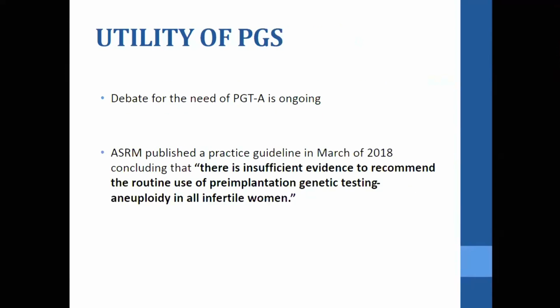But there is still a debate about the utility of PGT aneuploidy. Some groups say that PGT aneuploidy increases the rate of live birth after IVF, but other groups say that it does not increase the incidence of live birth. That is still a topic of debate, but the American Society of Reproductive Medicine published in March 2018 that there is insufficient evidence to recommend the routine use of pre-implantation genetic testing for aneuploidy in all infertile women. So it depends on the choice of the patient and the care provider whether PGT-A is offered or not.